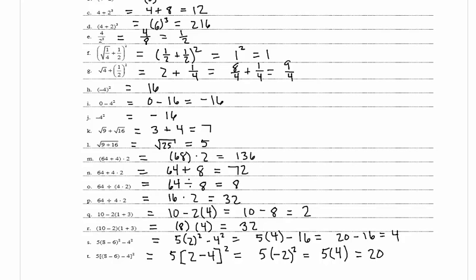5 times 4 is equal to 20. So it's important when working with order of operations to pay attention to where your parentheses are placed and recognize which step you need to do first and work from there. And that's our video on order of operations part 1.